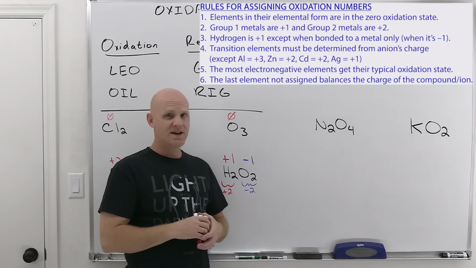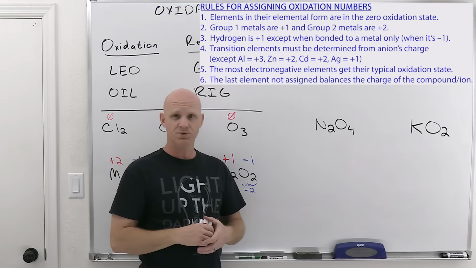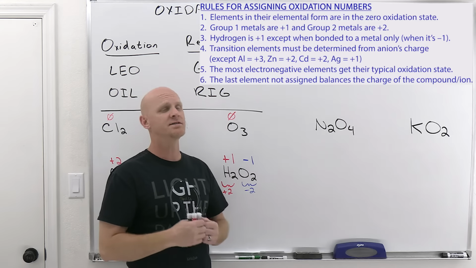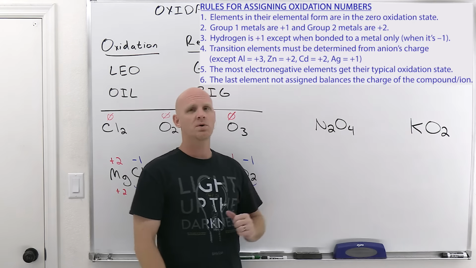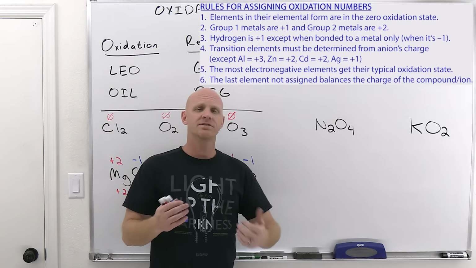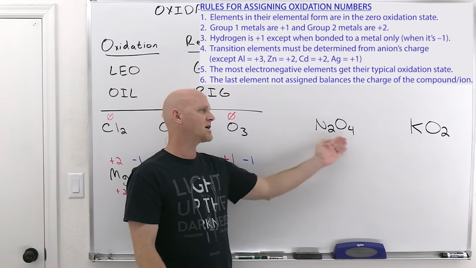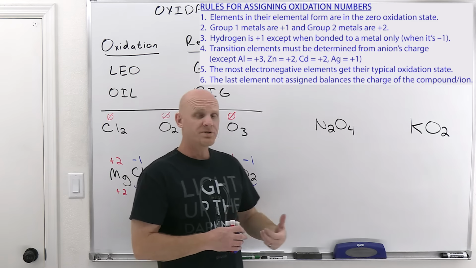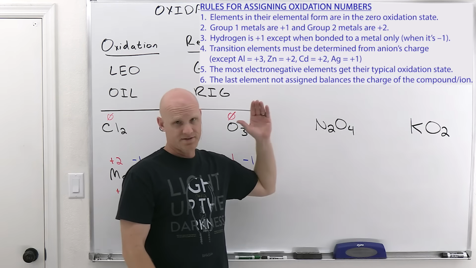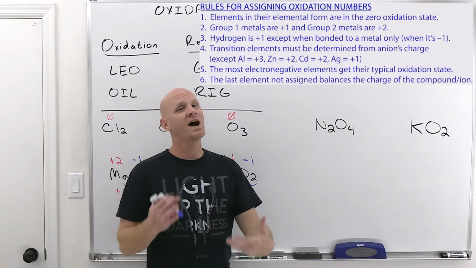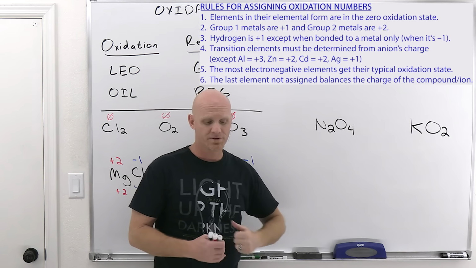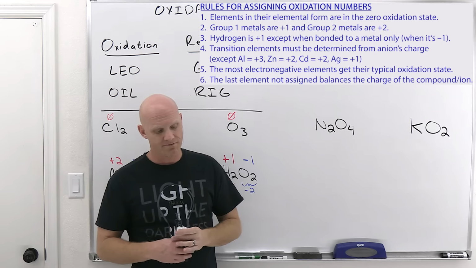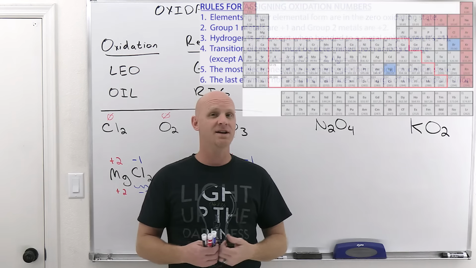All right, the next 2 examples, again, each also have only 2 elements, and the question again becomes, who do you assign first? Well, with N2O4, we're going to look at rule number 1 and say any elements in their elemental form, and the minute you see you have a compound or atom element, you pretty much just skip right past rule number 1. Rule number 2, group 1 or group 2 metals, don't have any. Skip rule number 2 then. Rule number 3 deals with hydrogen. We don't have any hydrogen. Skip rule number 3. So then we move on to rule number 4, and this deals with transition elements.